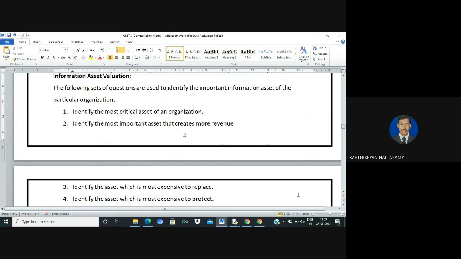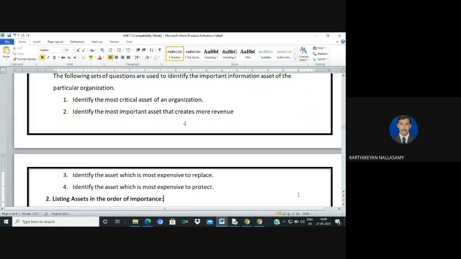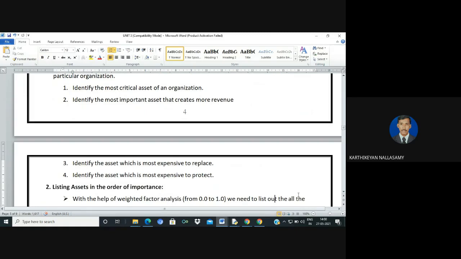While we are going to evaluate the assets, the following questions need to be asked in order to evaluate each and every asset. First, identify the most critical assets, the important assets of an organization. Second, identify the asset which creates more revenue for the organization, the one most expensive to replace, and more expensive to protect. These are the four questions that need to be asked and identified in every organization.